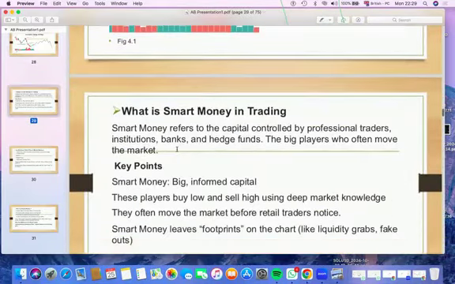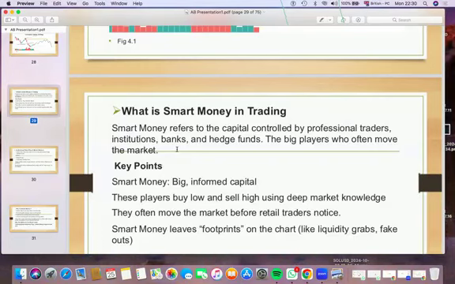So what is smart money in trading? Smart money refers to the capital controlled by professional traders, institutions, banks, and hedge funds, the big players who often move the market. How do they move the market? Smart money, big informed capital. These players buy low and sell high using deep market knowledge. They often move the market before retail traders notice, okay? They will move the market, they pump a lot of liquidity into the market, okay?